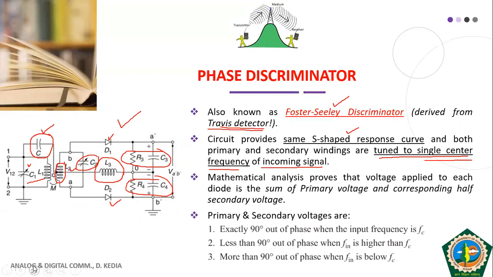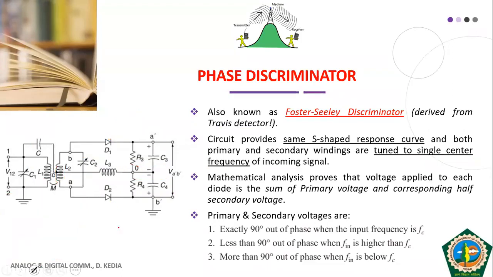If we look at this circuit directly, it seems to be a complex circuit as compared to our balanced slope detector circuit. But we will try to understand this circuit in parts, and then you will realize how simple it is to understand. Fine. So we will try to understand the working of this circuit mathematically.